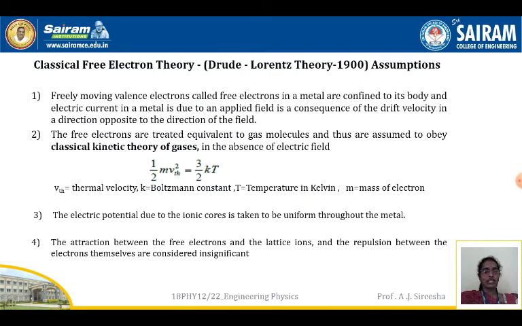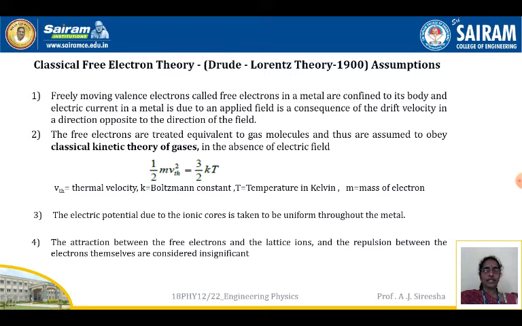Freely moving valence electrons are called free electrons, which cause the electric current in a metal due to the applied field. The free electrons are treated as equivalent to gas molecules and thus are assumed to obey the classical kinetic theory of gases in the absence of an electric field. That means just as gas atoms move, in the same way electrons move freely in all directions in the absence of an electric field.